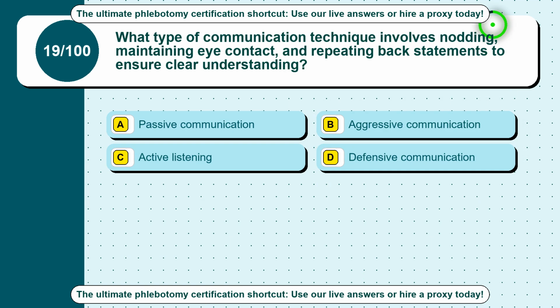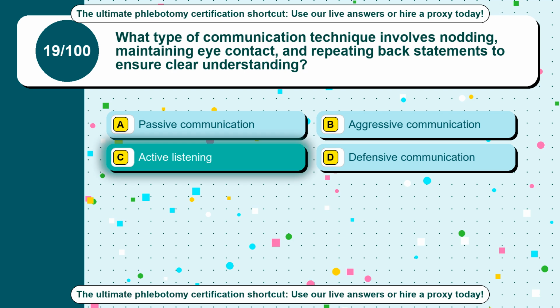Question 19. What type of communication technique involves nodding, maintaining eye contact, and repeating back statements to ensure clear understanding? Option A, passive communication. Option B, aggressive communication. Option C, active listening. Option D, defensive communication.